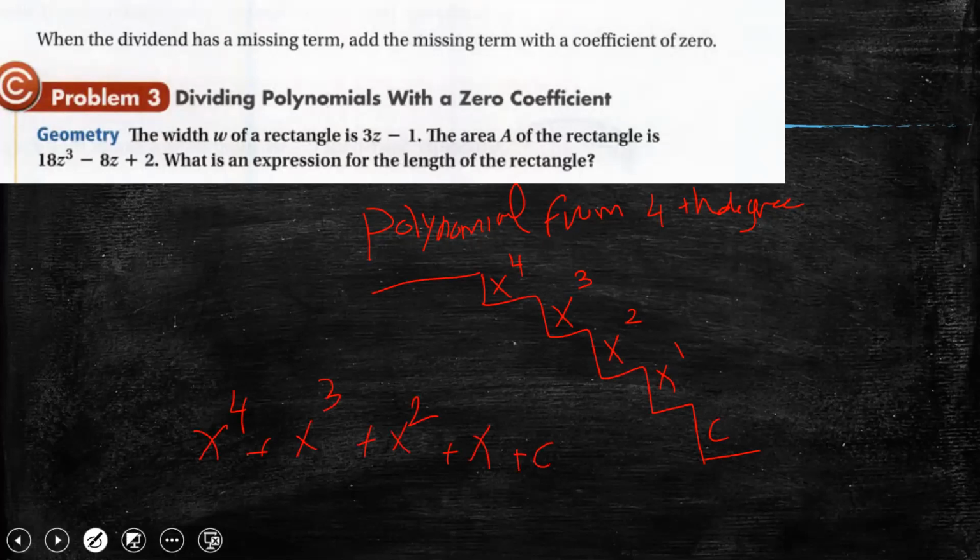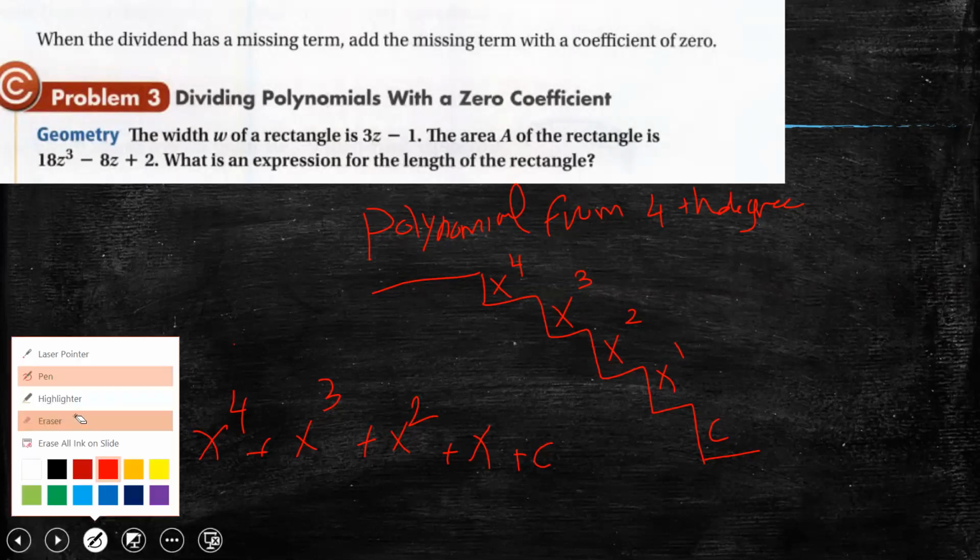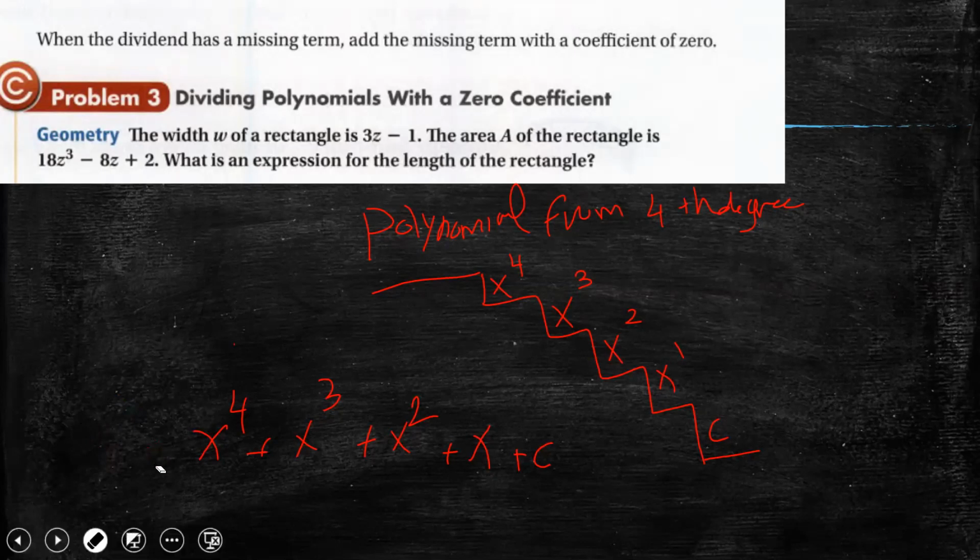This is the standard form of the polynomial of the 4th degree. And if we had a standard form of a polynomial of the 5th degree, that means I have here x to the power 5. Now, sometimes the dividend doesn't contain all of these terms. Sometimes it contains only x to the power 4 plus x cubed plus x plus c. There's a missing term, which is x squared.